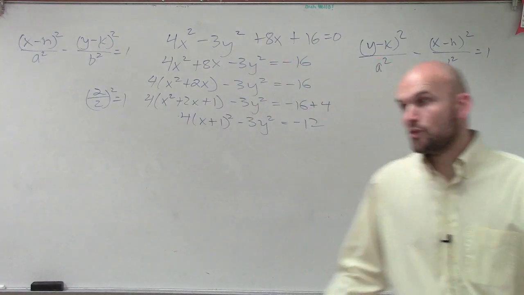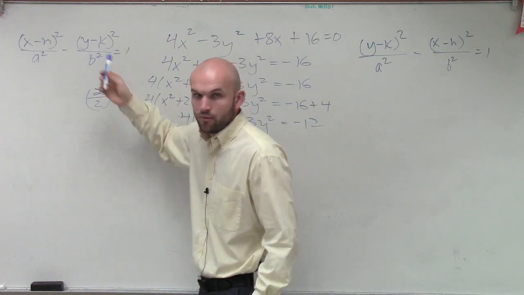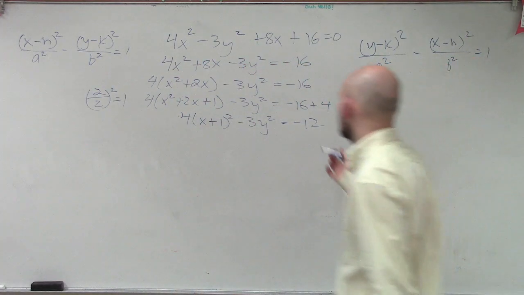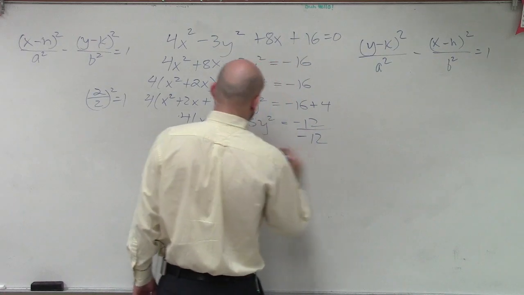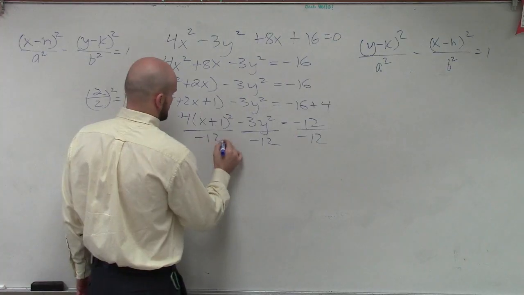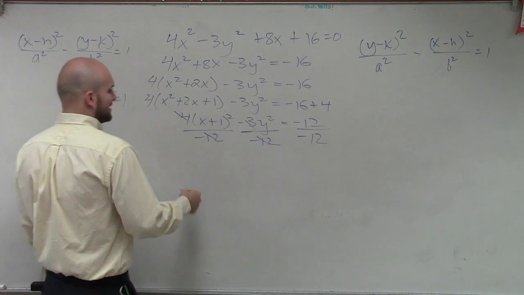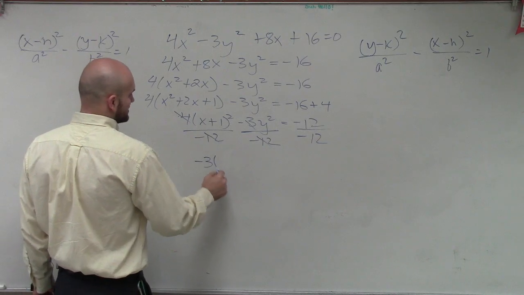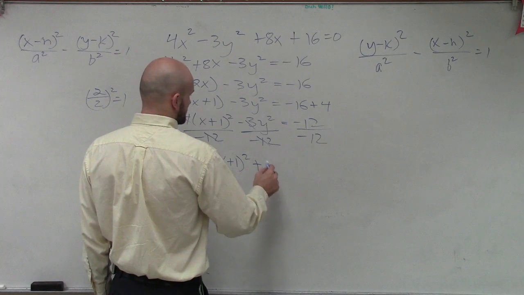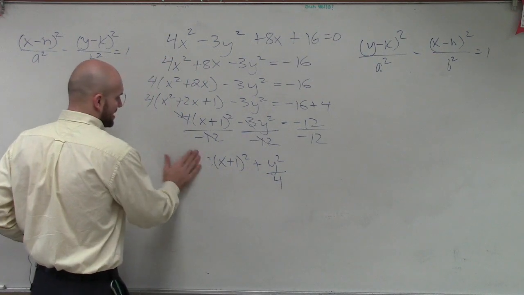Now, again, remember, both of our formulas equal 1. Both those formulas equal 1. So let's divide by negative 12, and we'll do this by both terms. Therefore, by simplifying this, I now have a negative 3 times x plus 1 squared plus y squared over 4. I'm sorry, that's a 3 on the bottom, right?